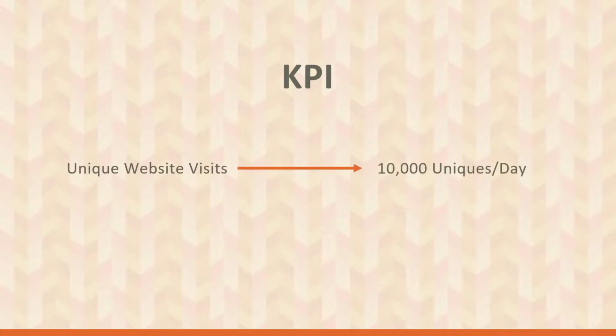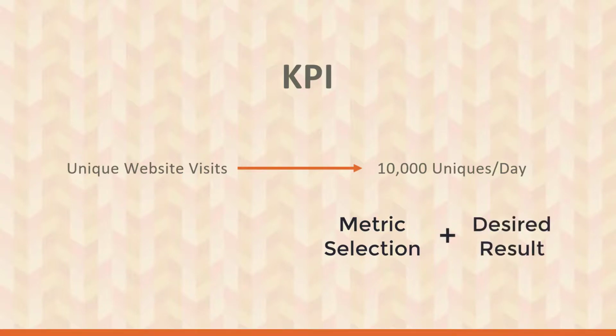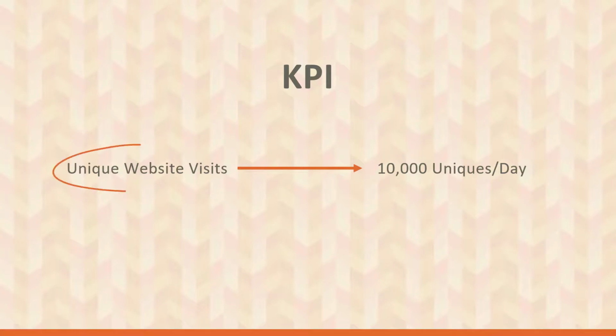For example, instead of saying unique website visits are your KPI, you might hear that 10,000 uniques per day is the KPI. This is correct and simply combines the metric selection and the setting of a desired threshold into one step. Again, it's common to hear KPI used in a way that identifies not just the metric, but the quantification of desired performance as well.